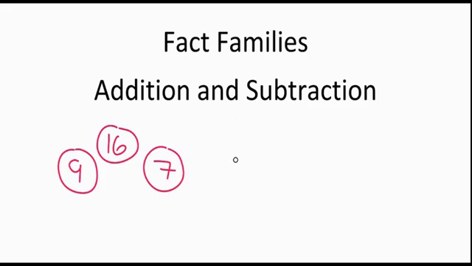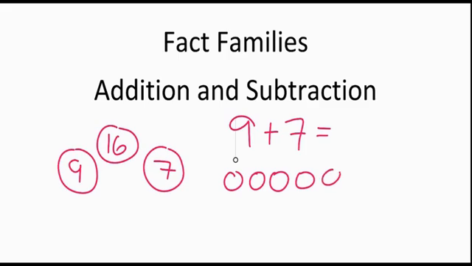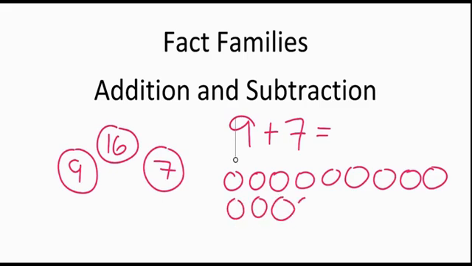So, first thing we're going to do is let's see if 9 plus 7 equals 16. Let's try it out. So we're going to go ahead and draw out 9 circles. 2, 3, 4, 5, 6, 7, 8, 9. We're going to draw 7 more. 1, 2, 3, 4, 5, 6, 7. Now we're going to count them. 1, 2, 3, 4, 5, 6, 7, 8, 9, 10, 11, 12, 13, 14, 15, 16. Oh, well, what do you know? 9 plus 7 equals 16.